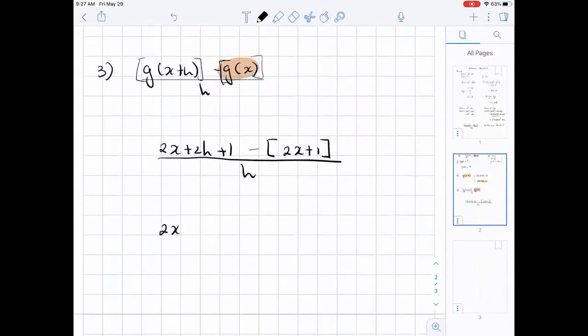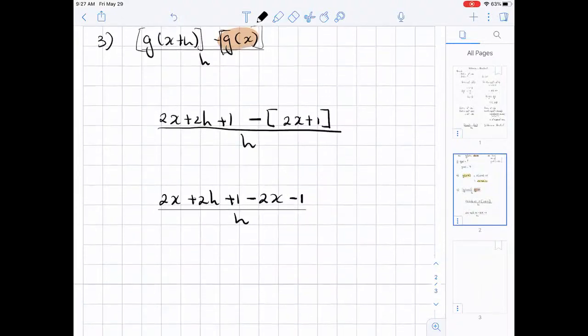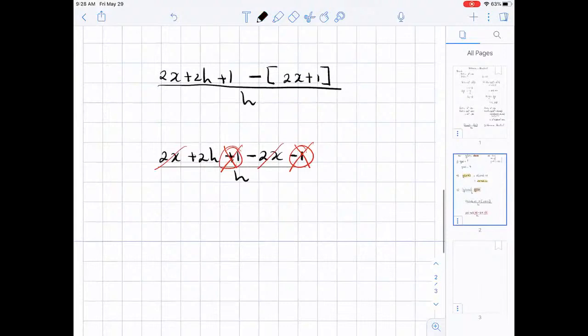Simplifying, you have 2x plus 2h plus 1. When you distribute the negative, you get minus 2x minus 1, everything over h. And guys, when you use the difference quotient, things will always cancel, always. Notice that this is going to cancel with this, and this is going to cancel with that. You with me? What are you left with? You're left with 2h over h, which is equal to 2.